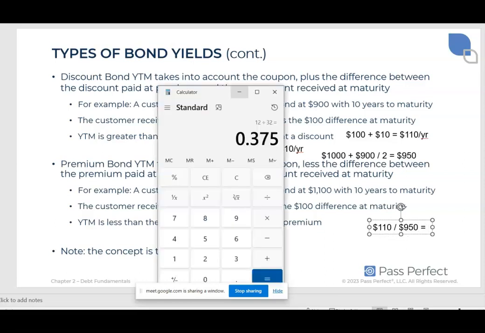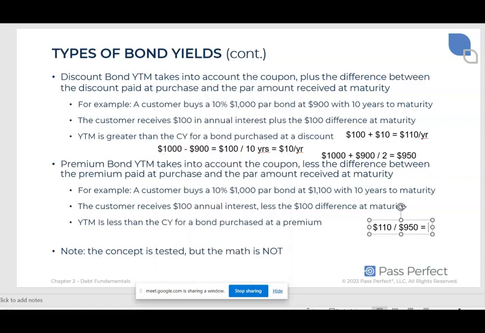$110 divided by 950, so I'm going to take 110 divided by 950, and I get 0.1157. Let's round it off to 0.116, which would be the same as 11.6%. That's how you do yield to maturity. Like I said, will you need to do that for the test? Not very likely. But now you've seen it. So, hey, if ever they ask you about it, at least now you know.